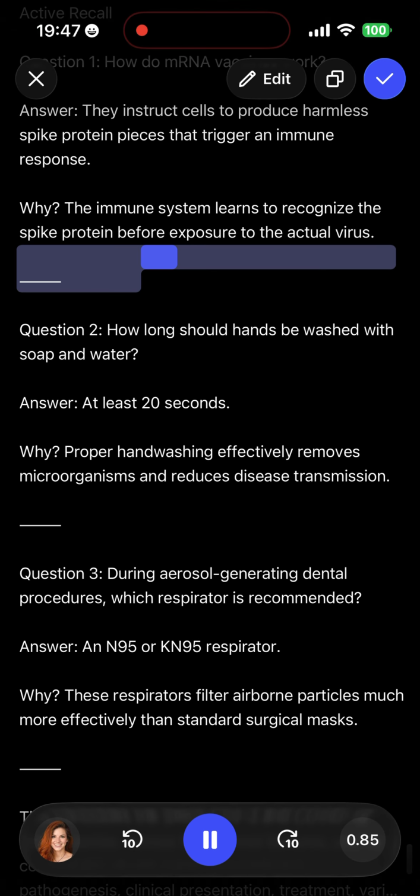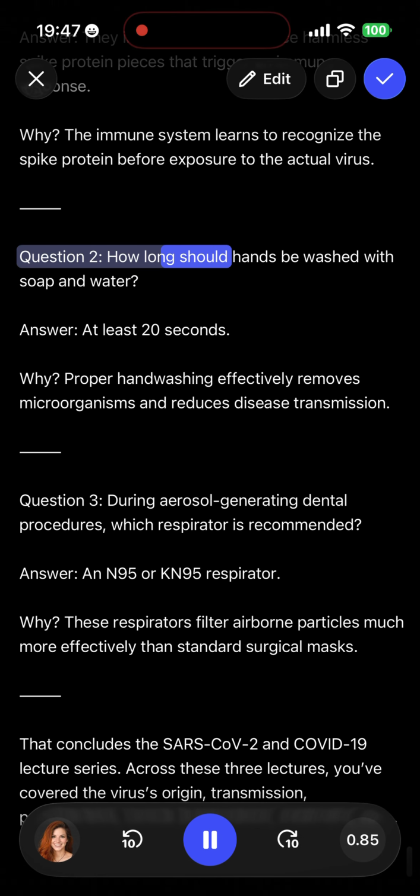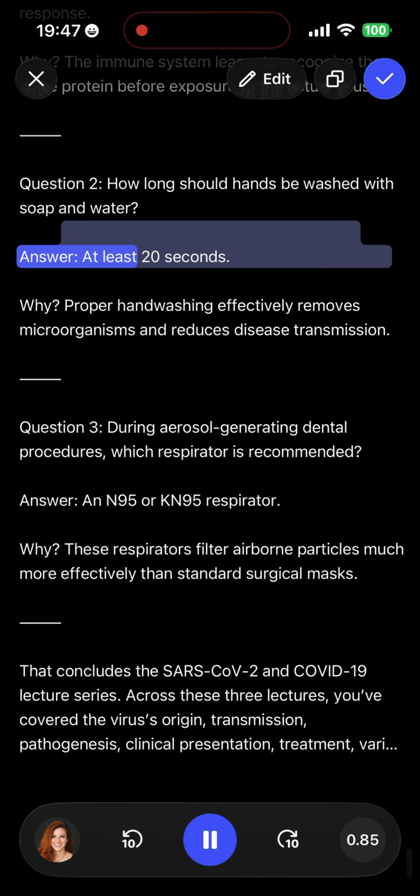Question 2. How long should hands be washed with soap and water? Answer: at least 20 seconds. Why? Proper hand washing effectively removes microorganisms and reduces disease transmission.